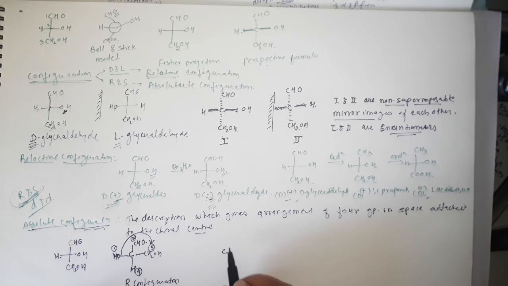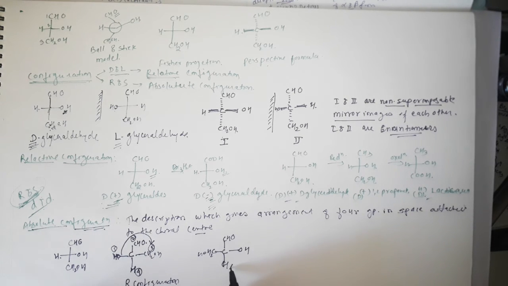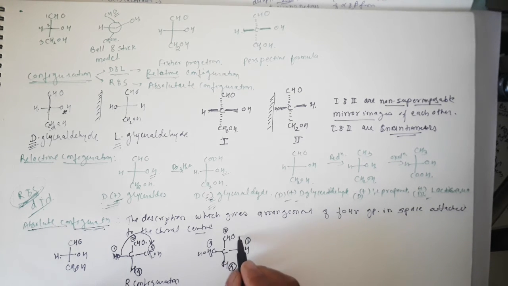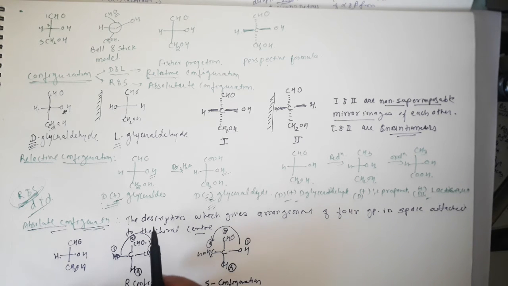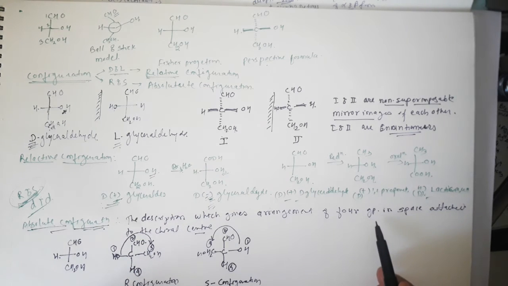Now suppose we interchange any two groups. Here are the OH and CH2OH, CHO and H. So this is the lowest priority group, the fourth priority group, then first, second, third. Moving from first, second to third, it is anti-clockwise. So this is S configuration. So in absolute configuration, the description which gives the arrangement of four different groups in space attached to a chiral center is the absolute configuration.